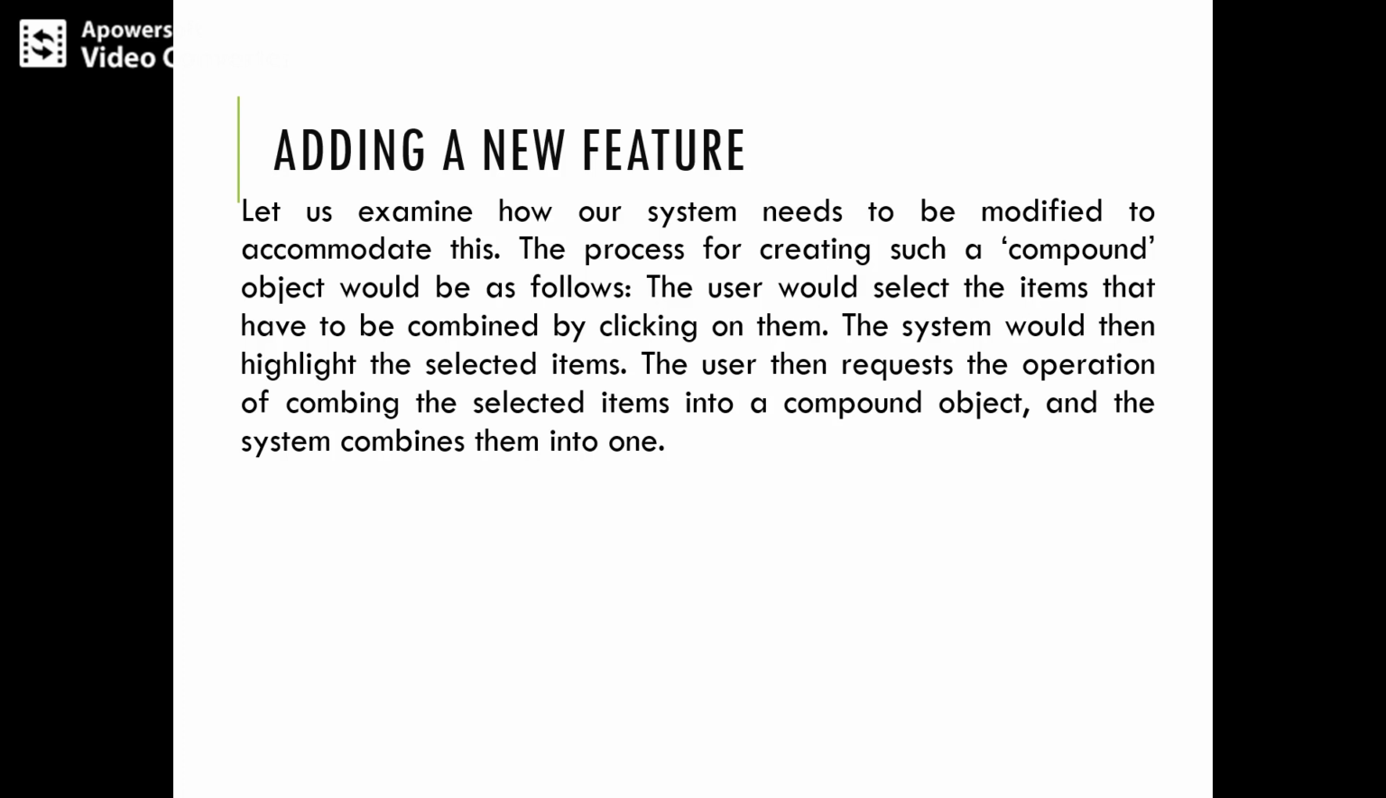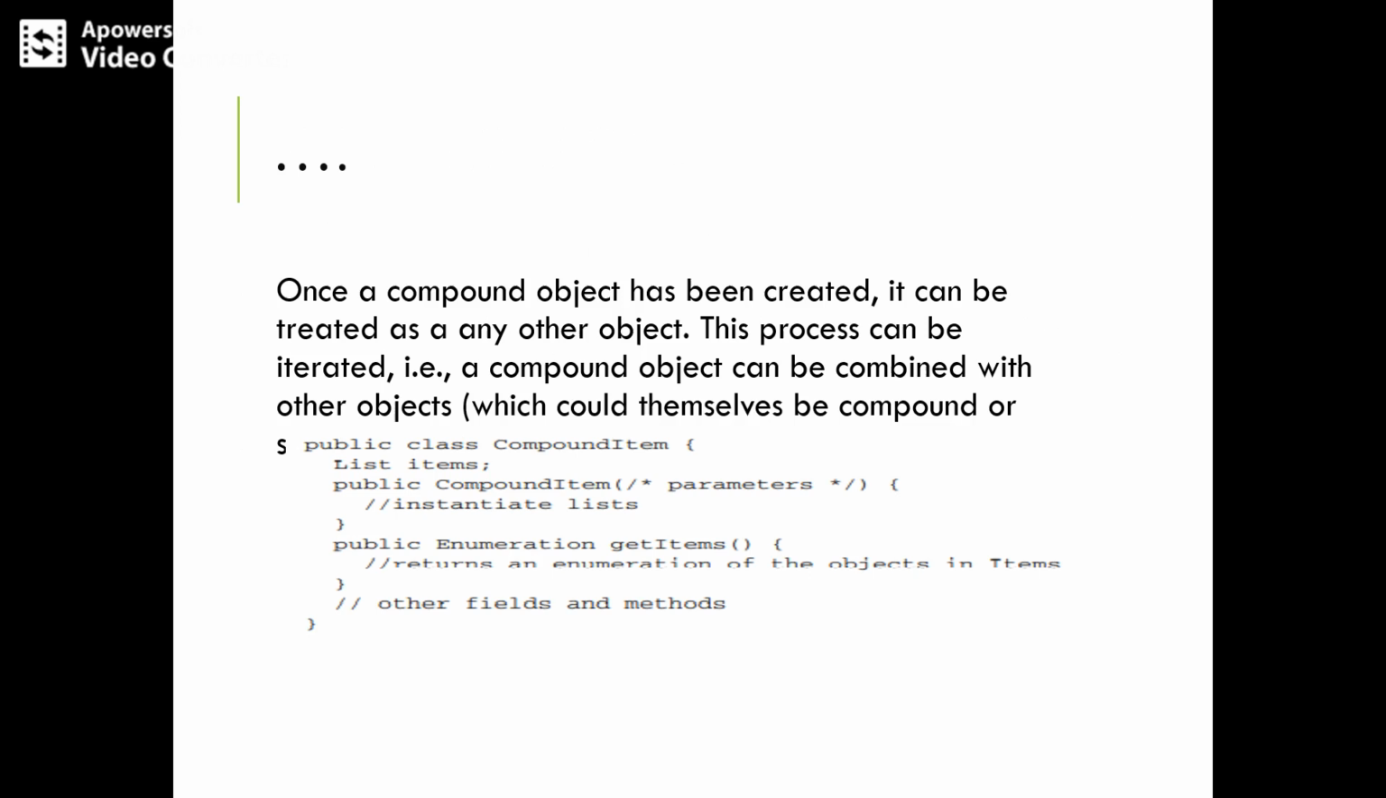The user then requests the operation of combining the selected items into a compound object. So the system then combines them into one class. This is the way we can add the particular feature. So now let us continue with this.